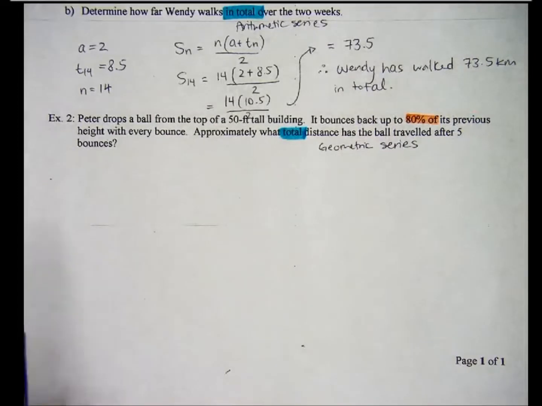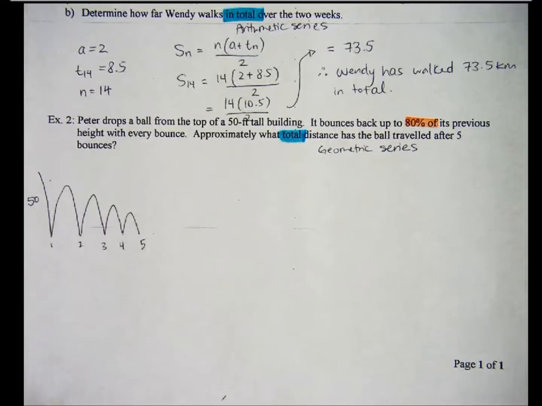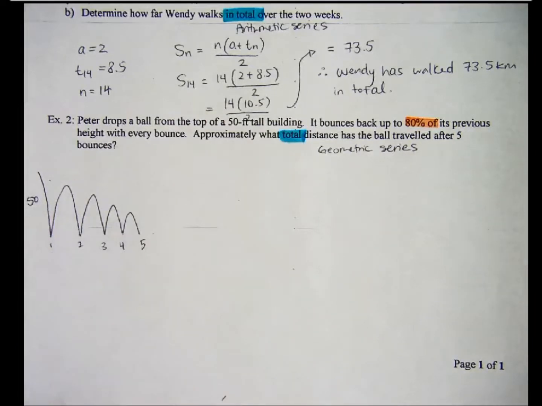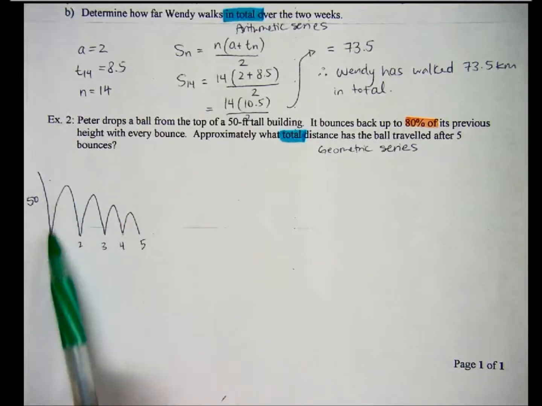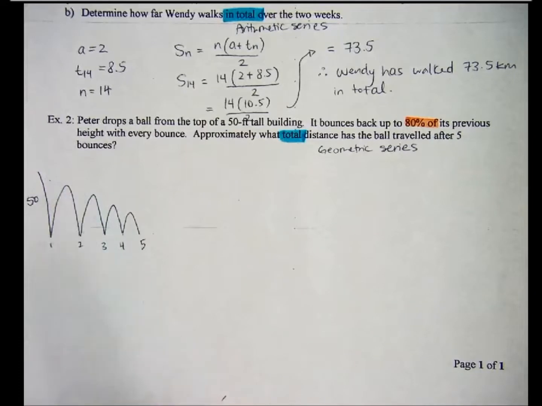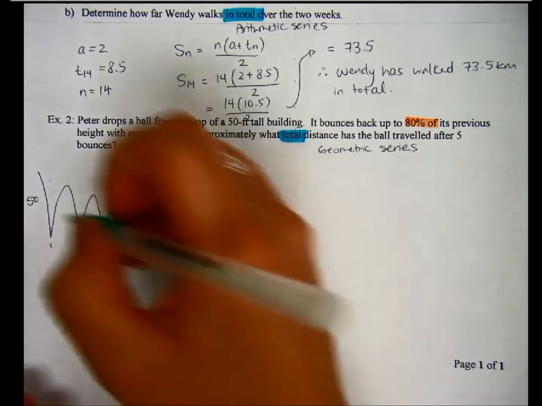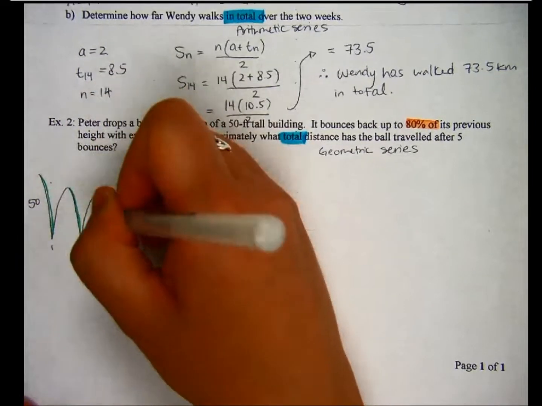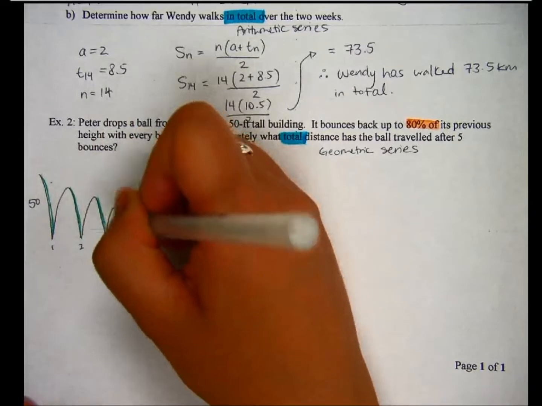All right, I'm going to draw a little diagram, so if you want to pause the video right now to draw your own diagram and then come back and see how I did it. So here's my little diagram. The first bounce, 50 feet drop, and then second bounce, third bounce, fourth bounce, fifth bounce. Now, we need to calculate the total distance. If you notice here, you can assume that this bounce up is the same as this bounce down. So I'm just going to highlight in green what I'm going to calculate first.